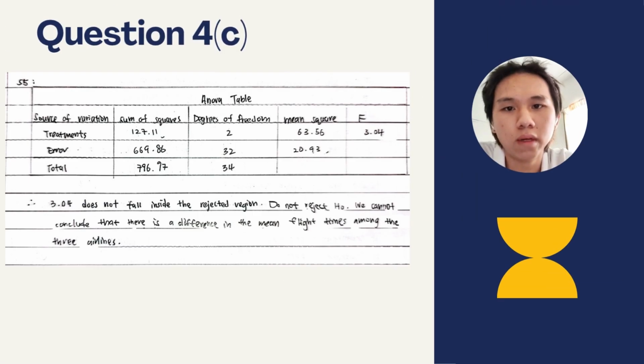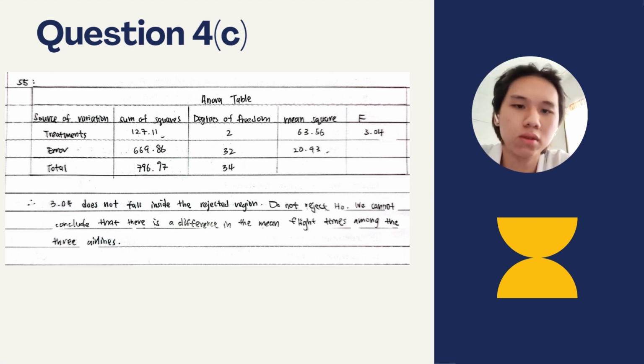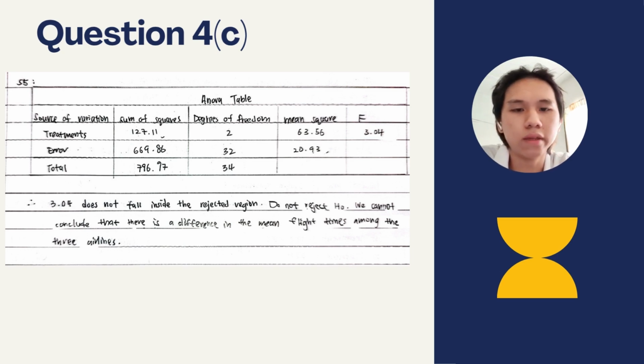In step 5, we will make another table to calculate our computed F, and we will get the computed F equal to 3.04. Thus, 3.04 does not fall inside the rejection region, so do not reject H0. We cannot conclude that there is a difference in the mean flight times among the 3 airlines.